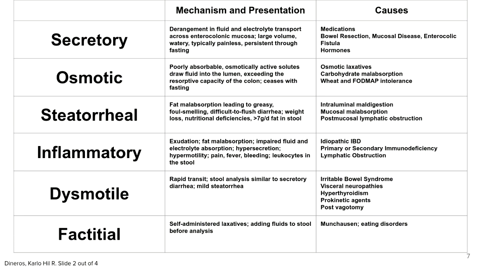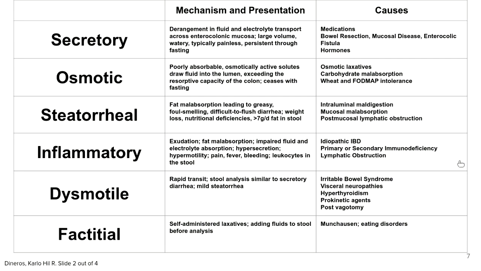As for the osmotic diarrhea, its mechanism is of poorly absorbable, osmotically active solutes drawing fluid into the lumen, exceeding the resorptive capacity of the colon, and it characteristically ceases with fasting. Caused by osmotic laxatives, carbohydrate malabsorption, wheat and FODMAP intolerance.